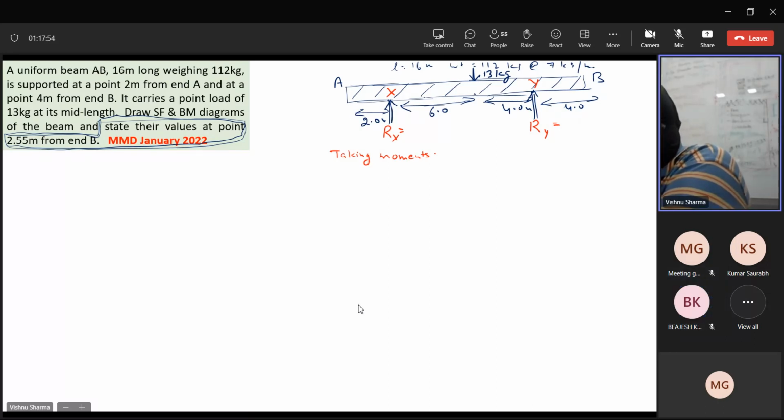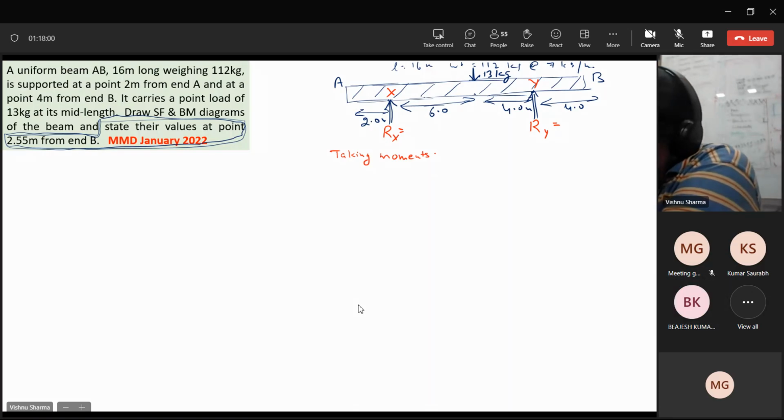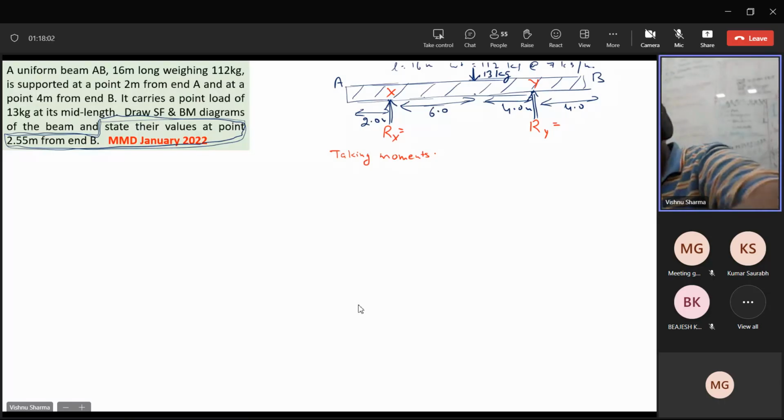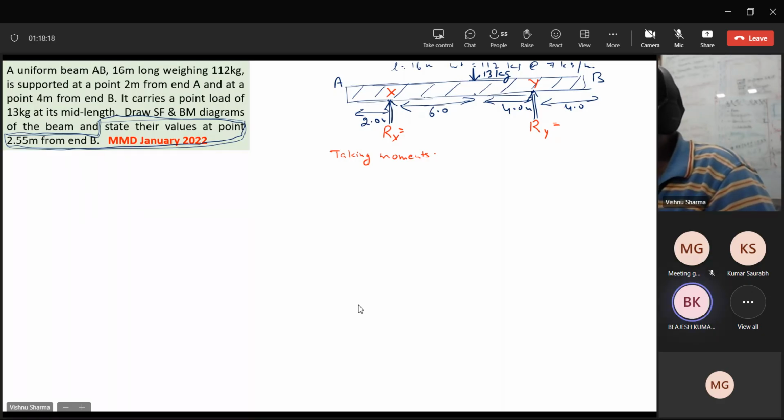Because yesterday I spent almost a session on this only. To me, it appears some of you don't attend the classes and then suddenly you come up with issues. What gives rise to reaction? Can you tell me better? What gives rise to reaction? Weight, sir. That weight will give the reaction.